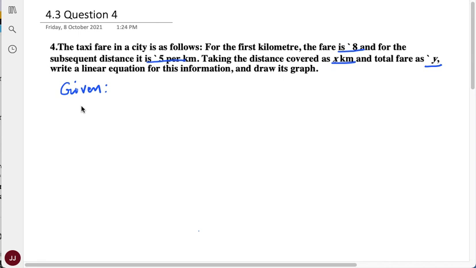Okay, so let's say the total distance is x kilometer and the total fare is y. So the first kilometer is 8 rupees, right? And subsequent distance. So let's see what is the subsequent distance.